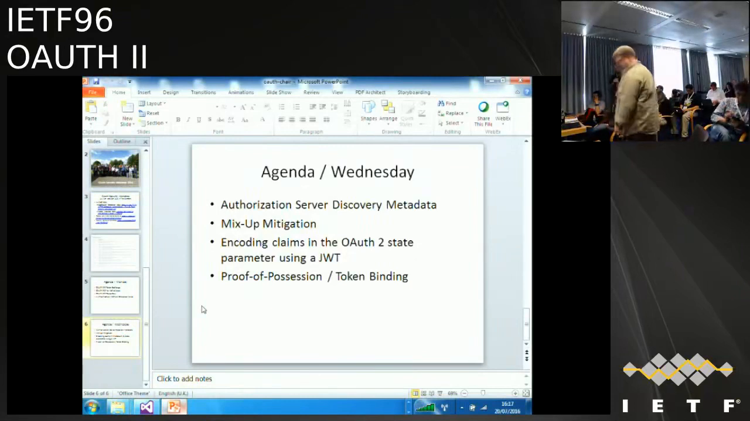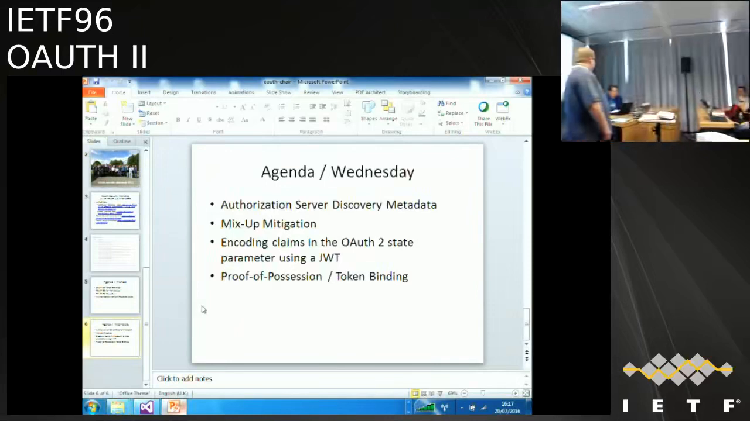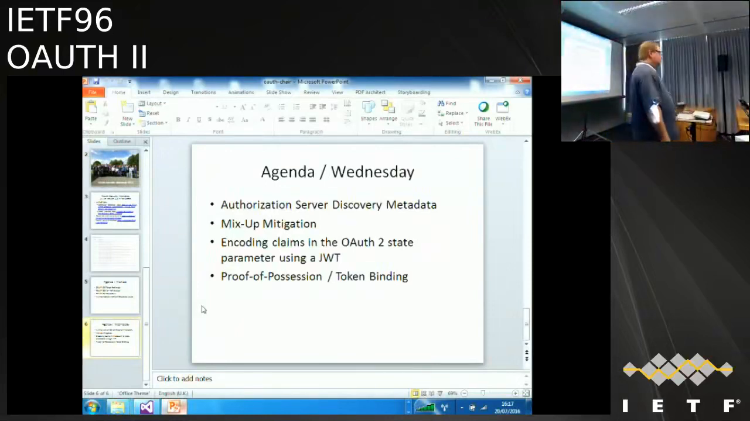But I think what I'm hearing is that we obviously need to document, not just for the authorization server metadata but also for this document, the use cases and the expectations, and then we can have a look at the document. We'll discuss it.